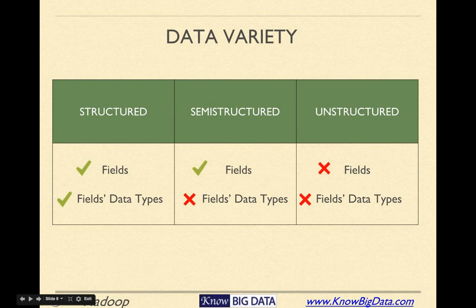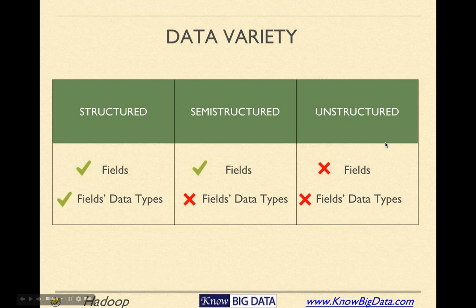So first, data variety: structured, unstructured, and semi-structured. We'll be very, very clear in terms of definitions. We call data structured if we know what the fields in the input are, as well as their data types. In case we know about the fields, but we do not know the data types, then we call it semi-structured. Otherwise, we call it unstructured.